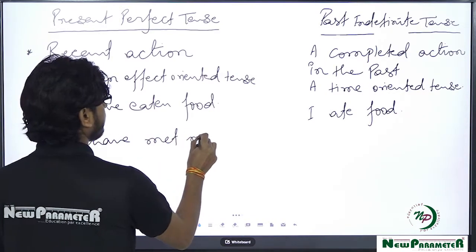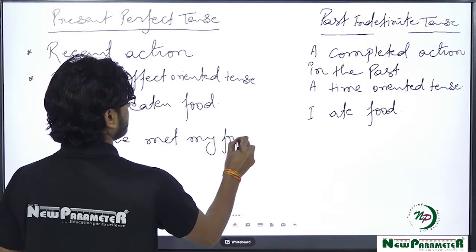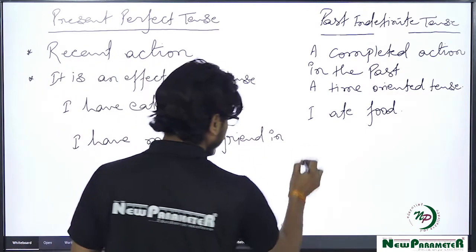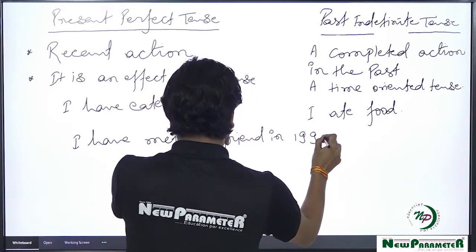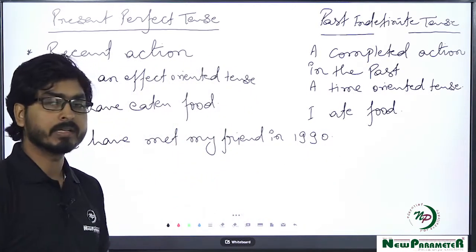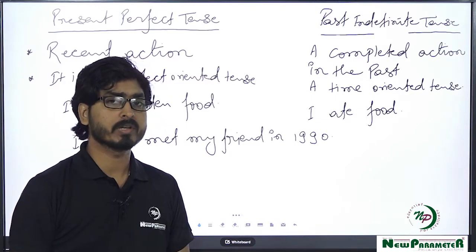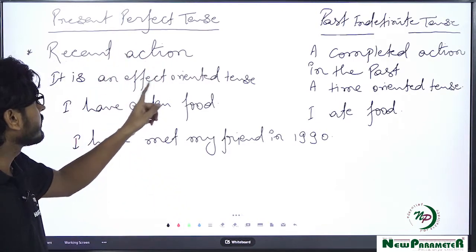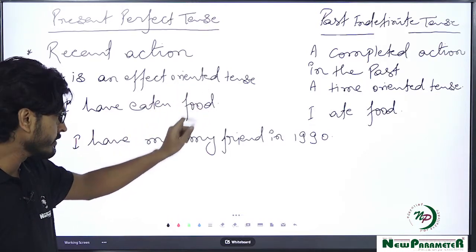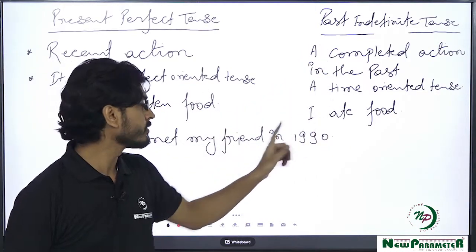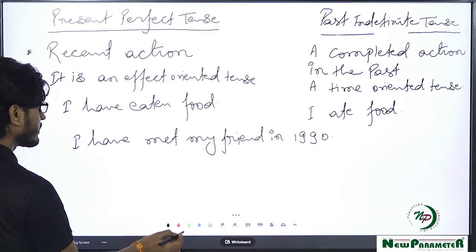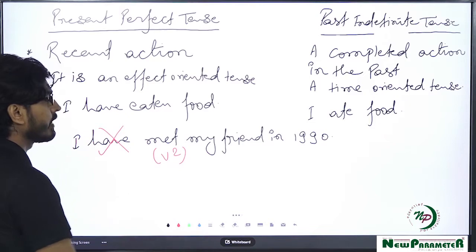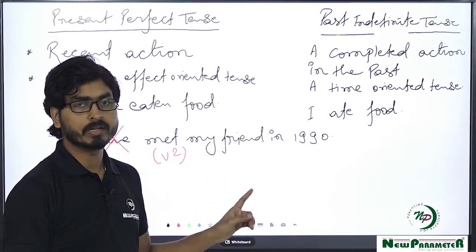met my friend in 1990. Now you tell me 1990 is a past time, and we know present perfect is not a time oriented tense. Time oriented tense is what? Past indefinite. So this sentence is completely wrong. It should be, and this is the second form, I met my friend in 1990.